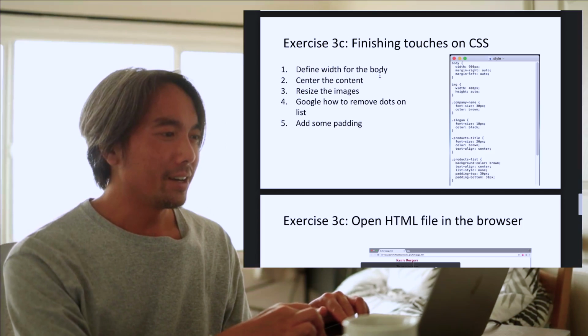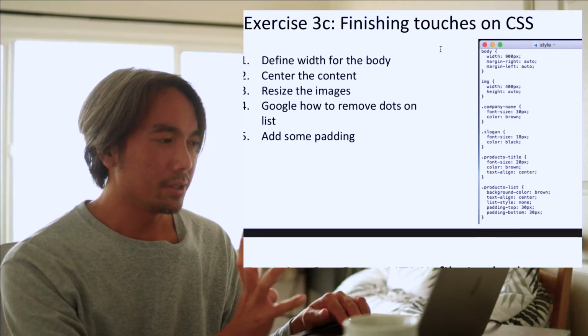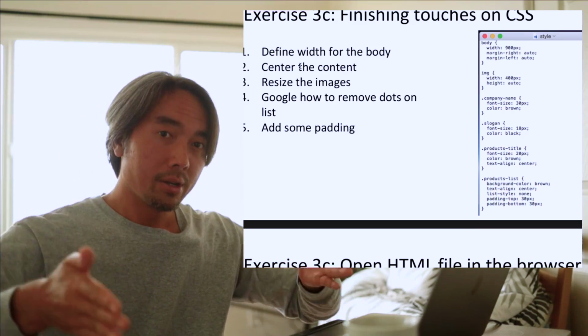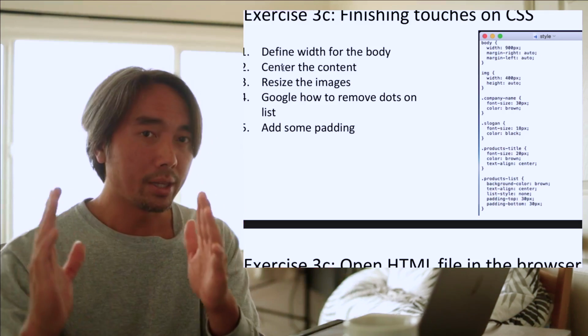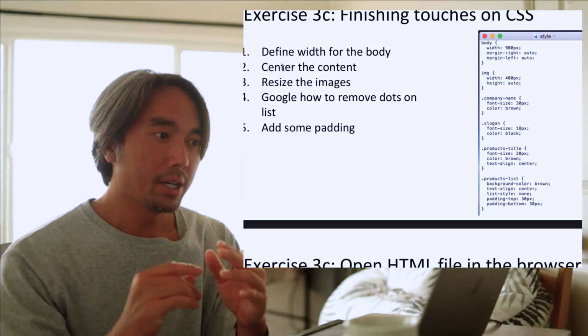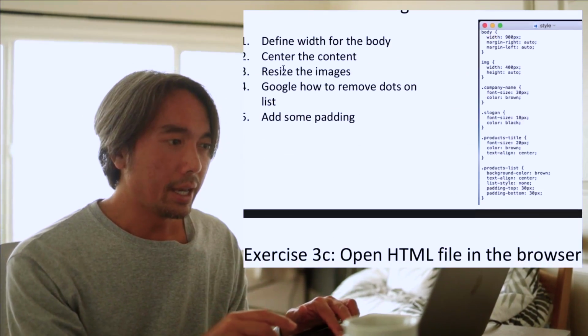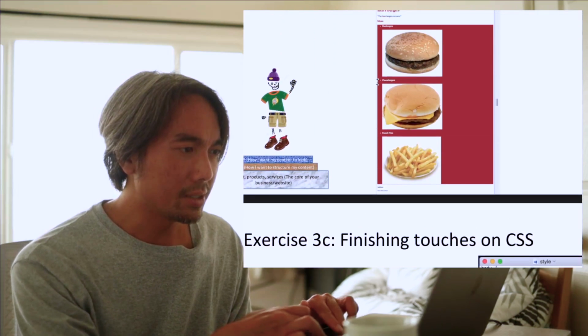Okay, finishing touches on CSS. Let's see here. We're just gonna make it look a little bit more beautiful. We're gonna define a width for our page. We're gonna define that we want that piece of content in the center. We're gonna resize the images a little bit because the images were too big. And we're gonna look at how to remove these dots because that's ugly. Okay, we don't want these dots.